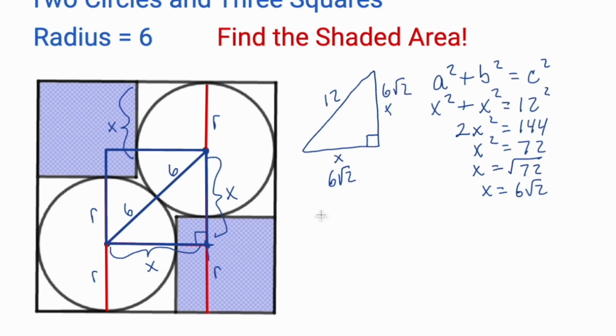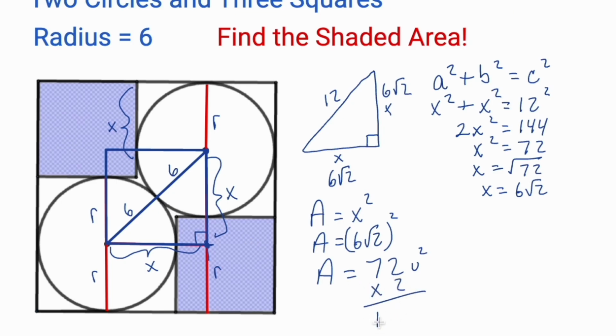So now each side of this square is 6 root 2, so we're going to use the area of a square formula. We're going to square 6 root 2, and the area is going to be 72 units squared. So the area of one of these blue squares is 72 units squared. We have two of them. So the area of the shaded region is going to be 144 units squared.